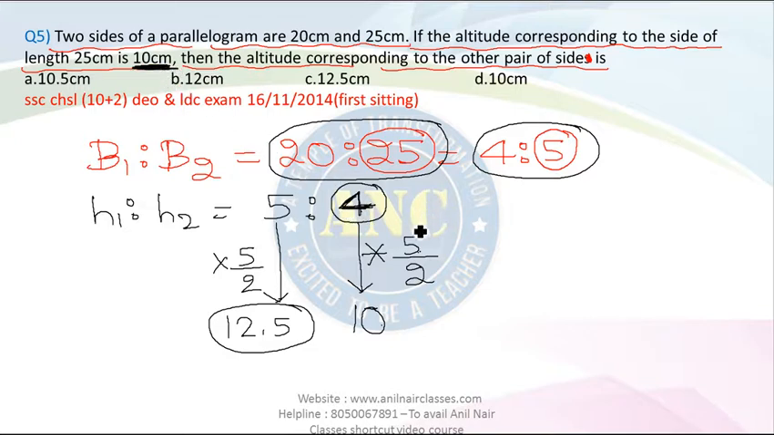So multiply by 2.5. 4 into 2.5 is 10. 5 also, multiply by 2.5. 5 into 2.5 is 12.5 centimeters, which is option C. I hope I am making sense for you, sir.